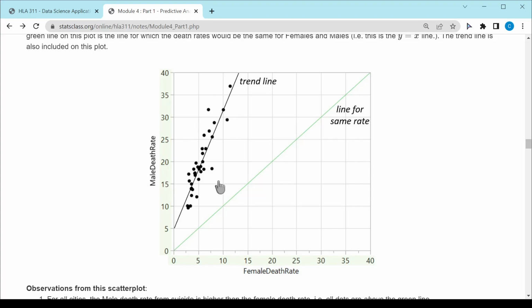Now this data is above that green line that represents them being the same. What that means is that the male death rate is higher than the female death rate. So we can see that the female death rates from suicide range from about 2 or 3 to no more than 15, whereas for males they start out at about 10 and go all the way up to nearly 40. So the death rate from suicide for males is considerably higher than the death rate for females.